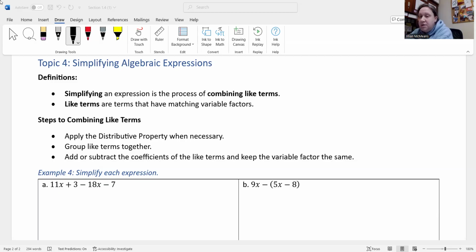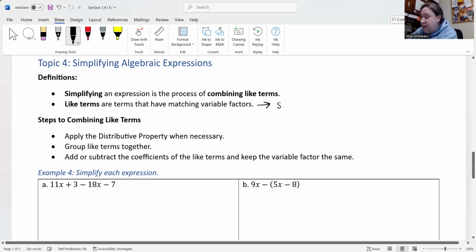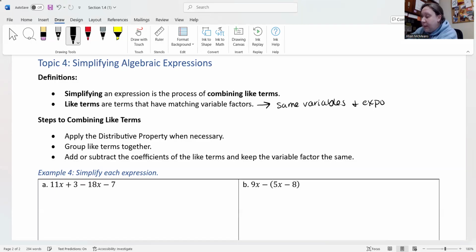Simplifying an expression is the process of combining like terms. So I could say combine like terms, or I could say simplify. I mean the same thing. And then like terms are terms that have matching variable factors. So this means same variables and exponents.